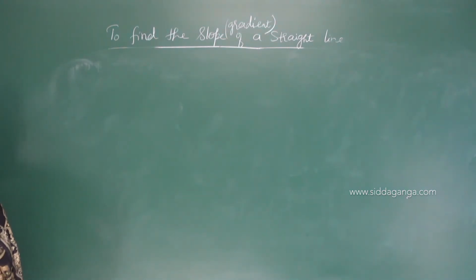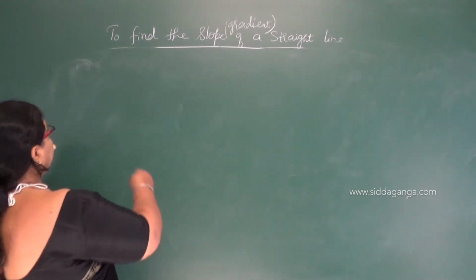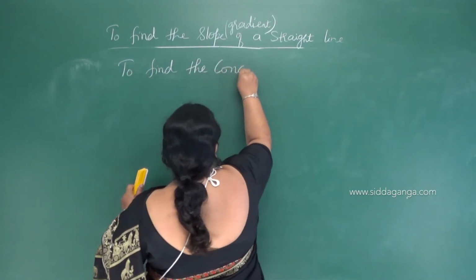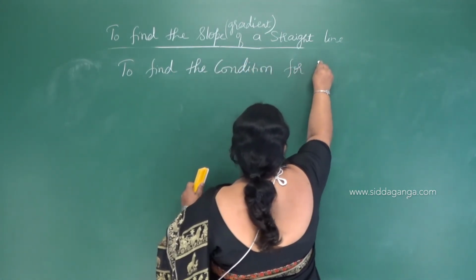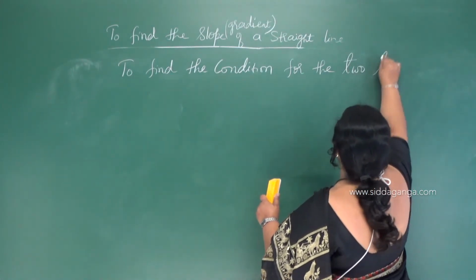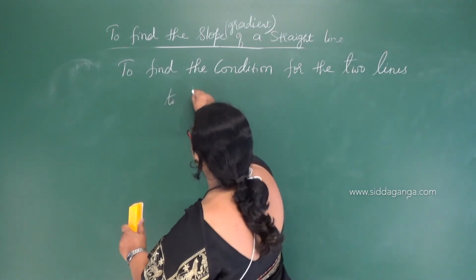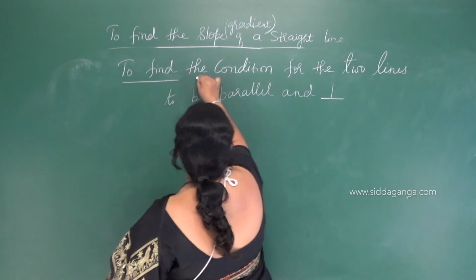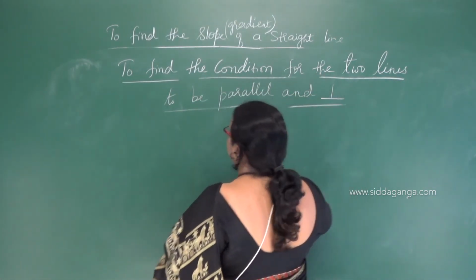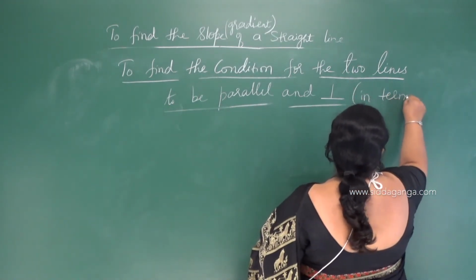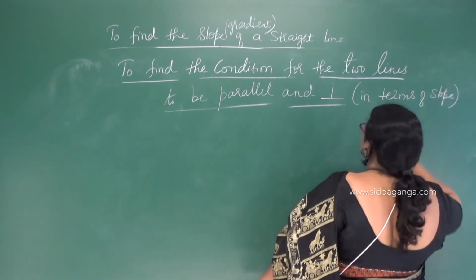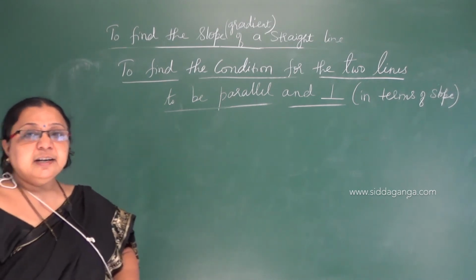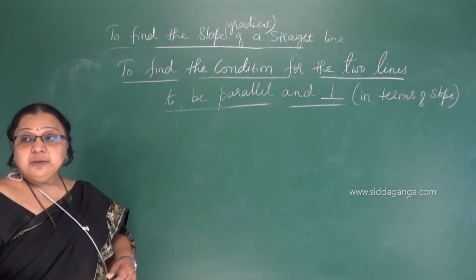So now we have to find the condition for the two lines to be parallel and perpendicular, in the first method itself. So if two lines are parallel, in terms of slope, we are going to find the condition for the two lines to be parallel and perpendicular. So now the first one is here.